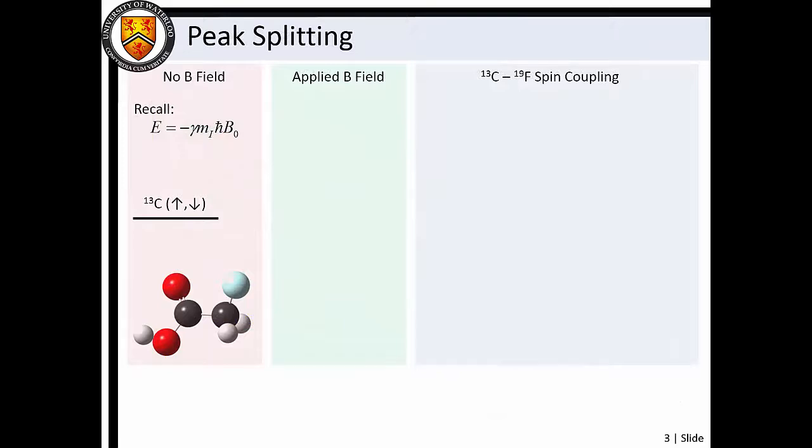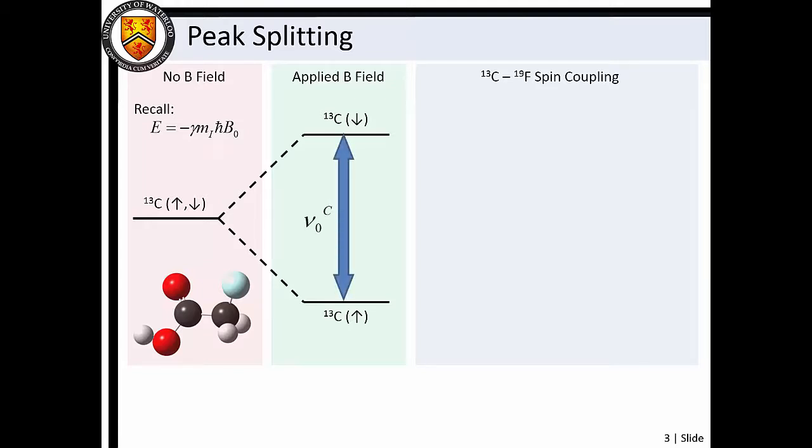Transition frequencies are also influenced by proximity to other magnetically active nuclei. For example, consider the carbon-13 NMR transitions of fluoroacetic acid. If we proton decouple, we are only concerned about the interaction between the carbon nuclear magnetic moment and the magnetic moment of the fluorine nucleus, both of which have I equals 1/2. Applying an external magnetic field lifts the degeneracy of the carbon-13 nuclear spin states. It is the transition between these spin states that we measure with NMR.